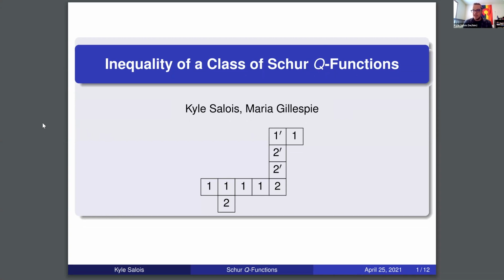Feel free to interrupt me at any point if you have questions or have some sort of clarification you want made. I'd love for this to be more of a conversation than just me talking at you. But otherwise, we're going to talk about these Schur-Q functions. I'm going to introduce what Schur-Q functions are, how we build them up. I'm going to talk about how we can describe skew Schur-Q functions in this Schur-Q basis.